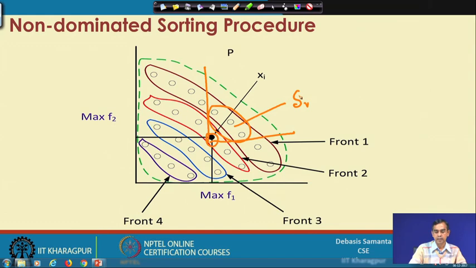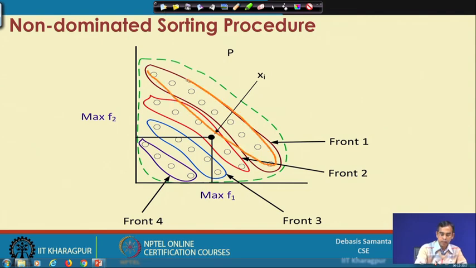These are the solutions which dominate this one, and then we define the domination count Ni. This solution dominates all the other solutions in this region, so the number of solutions in this region is Ni, the domination count of xi. This solution is a non-dominated solution, because there is no solution which dominates it. These solutions are non-dominated, and they create a front. We can say this is the first front, P1.